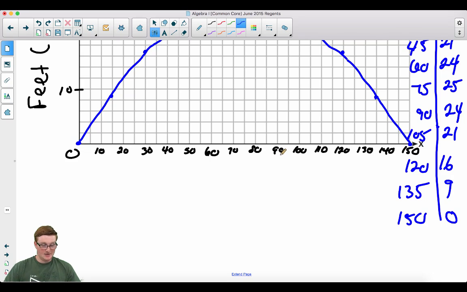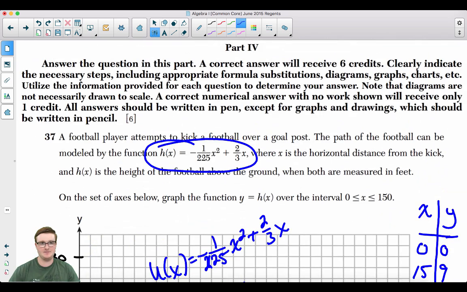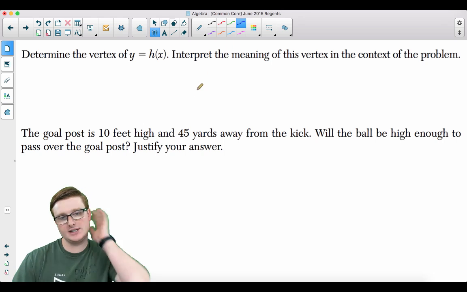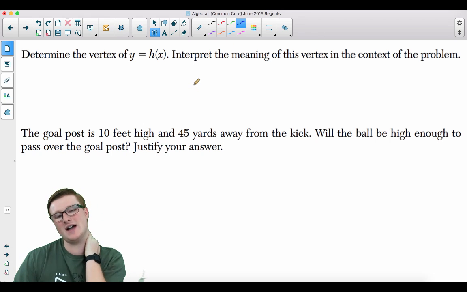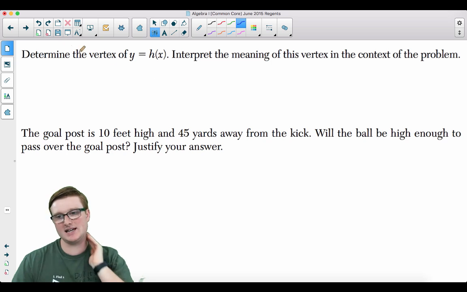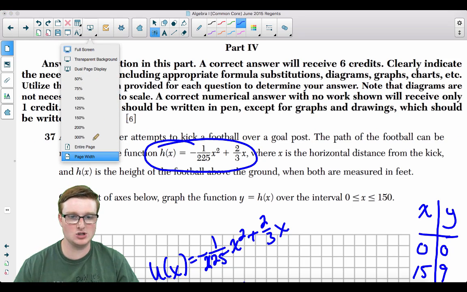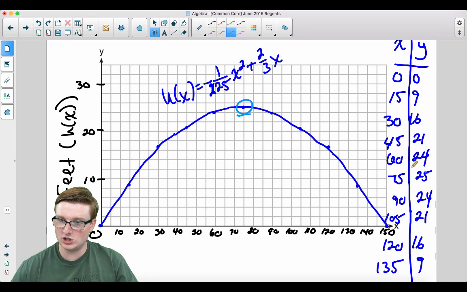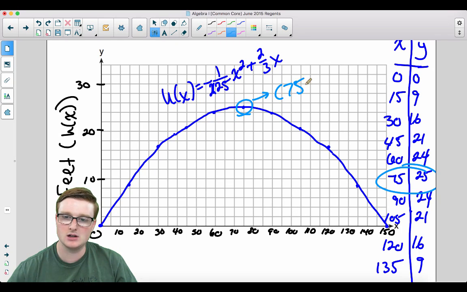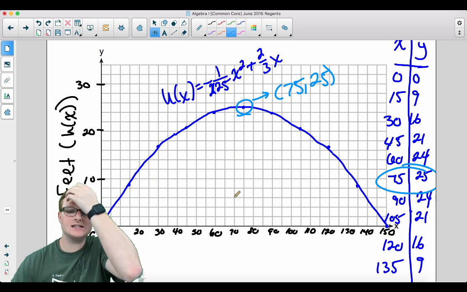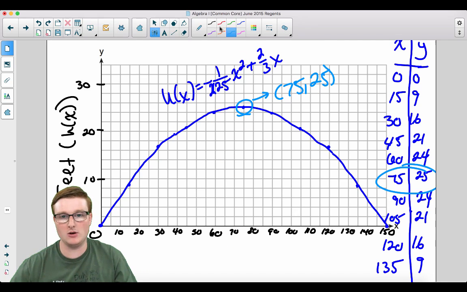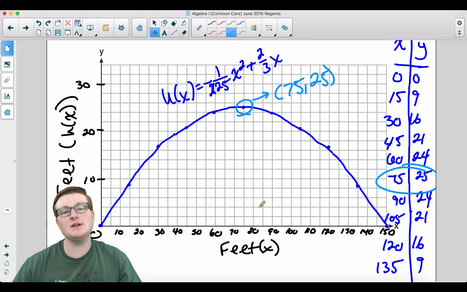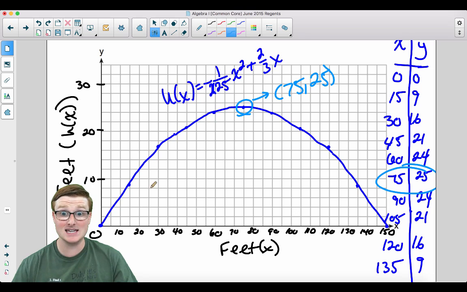Great. That's that. Now it says here, to the next part, determine the vertex of y equals h of x. Interpret the meaning of this vertex in the context of this problem. So the vertex in this case is up here, which is the point 75, 25. That means 75 feet away. By the way, I failed to label this. This is in feet, and that's your domain. 75 feet away from the starting kick, it reaches a maximum height of 25 feet.